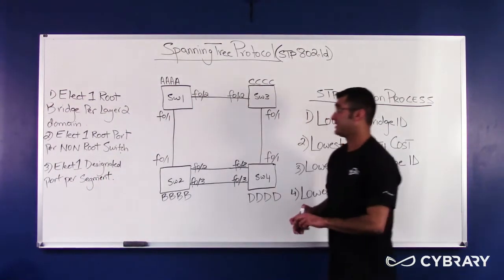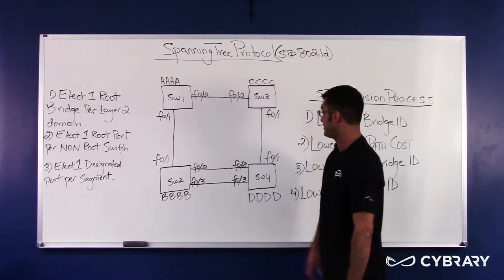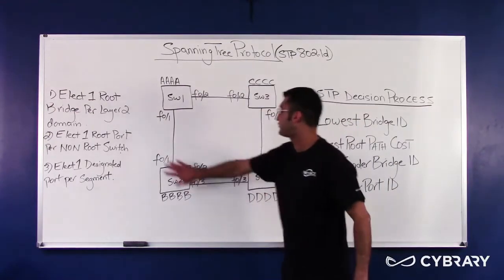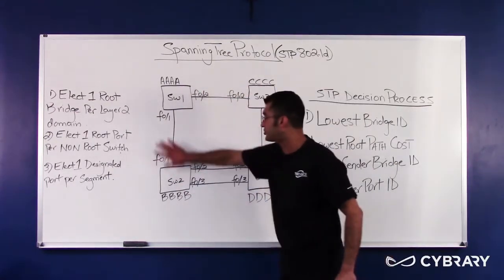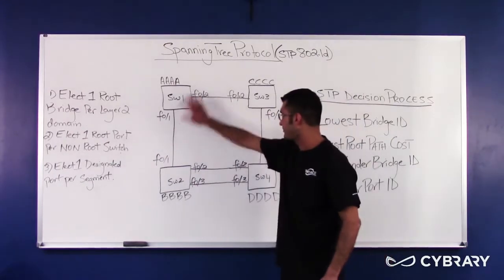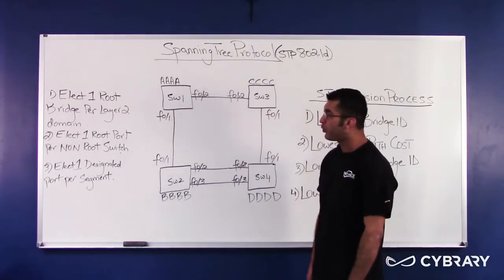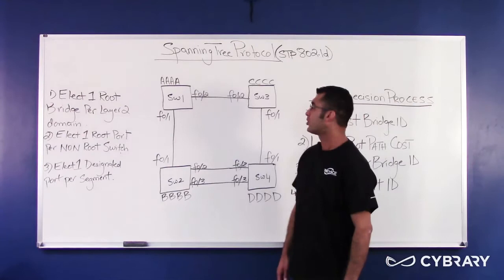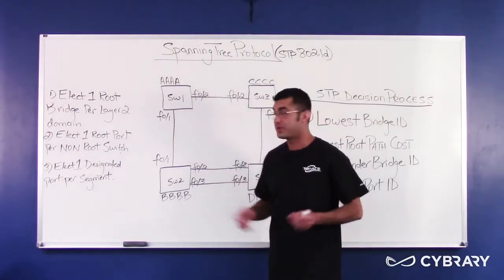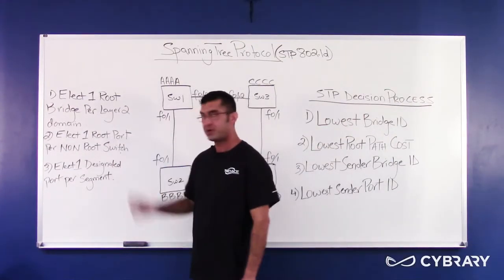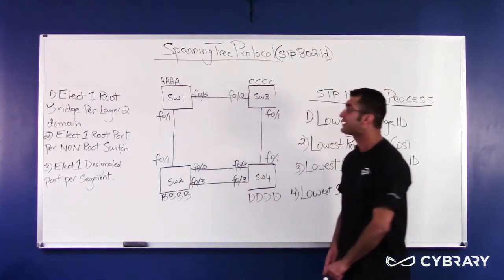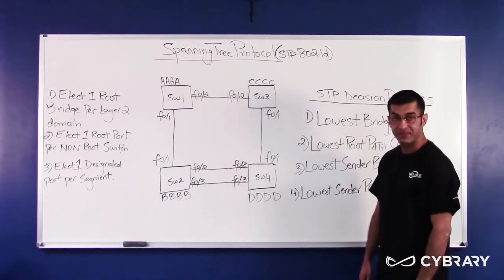So step 1 is elect one root bridge per layer 2 domain. So this is our layer 2 domain. Out of these 4 switches, we're going to elect one switch to be something called the root bridge. Then elect one root port per non-root switch. So for the switches that are not the root bridge, we're going to elect something called a root port. And then we're going to elect one designated port per segment.